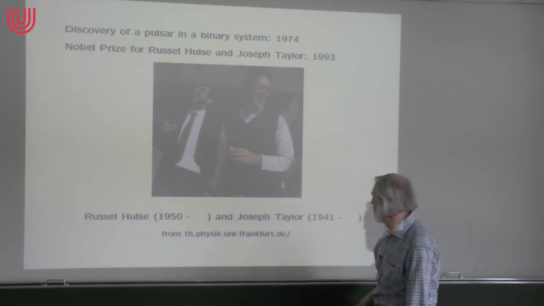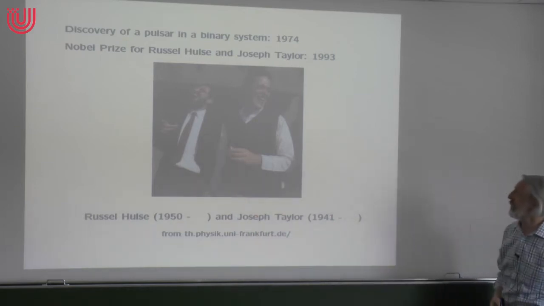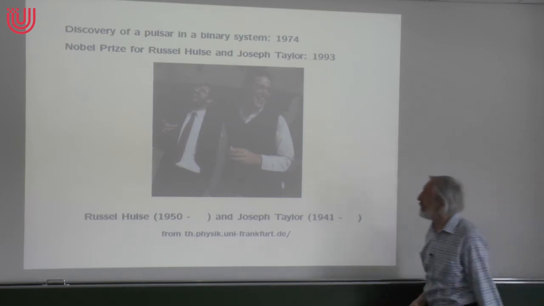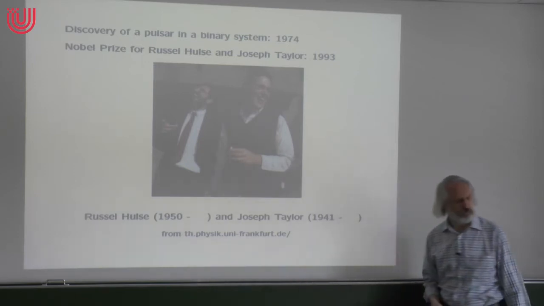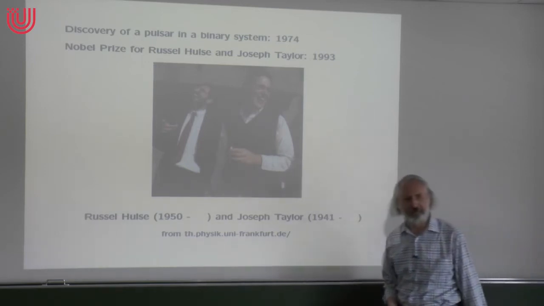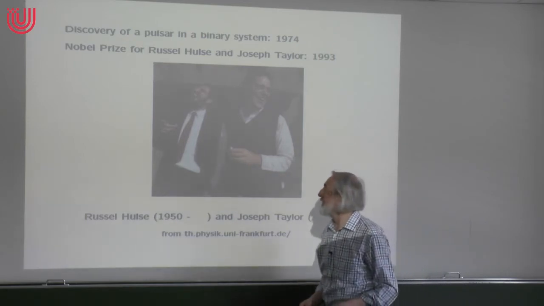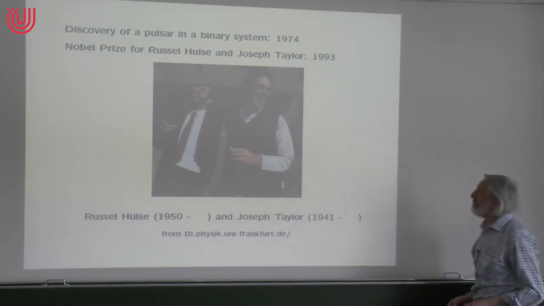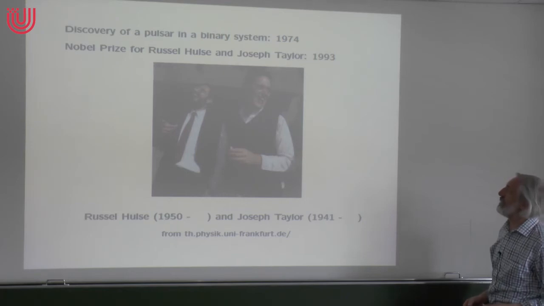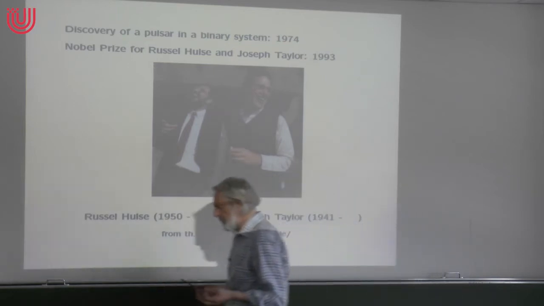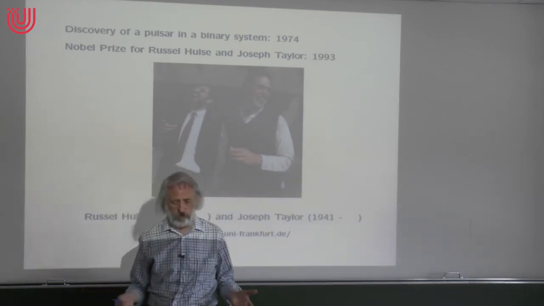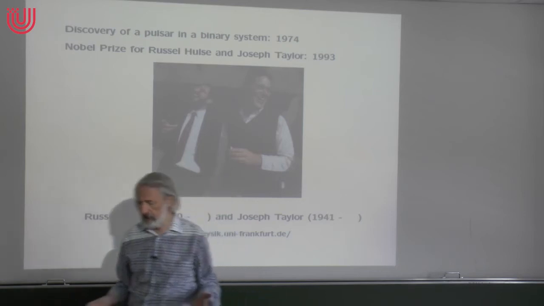So they are still alive, and Joe Taylor is still active. He's a very well-known radio astronomer, and I haven't heard much about Russell Hulse actually, what he had done after this discovery. So what exactly did they discover? They discovered a pulsar which is in a binary. So how did they know this? First of all, what was the original plan? What were they doing?